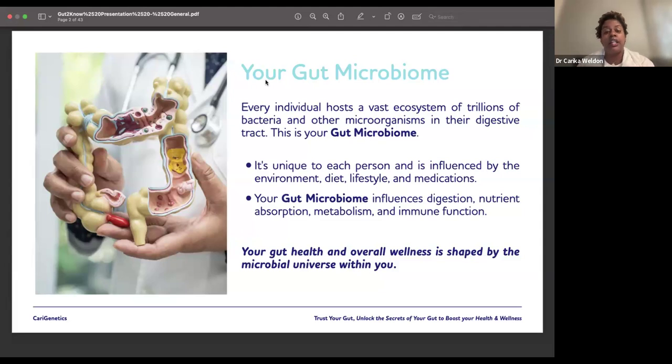It was described as being influenced by more things than you may have realized. So yes, your environment, yes, your diet, but also your lifestyle and medications. And it can influence a lot of other factors of our health. That includes digestion, how we absorb nutrients, metabolism of food, and our immune function. So as was demonstrated earlier, your gut health and your overall wellness are shaped by all of the bacteria and microbes that live within you.